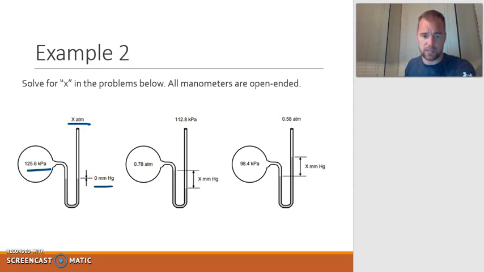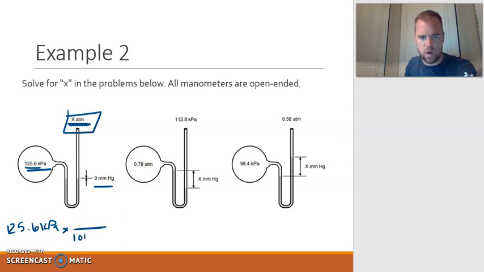The first thing I notice is that there's no difference in height. You see that? There's 0 millimeters of mercury difference in height. So that tells me the pressure in the bulb is the same as in the atmosphere. So if it's 125.6 kilopascals in here, it's 125.6 out here. But the question wants my answer in atmospheres, so that just takes a little pressure conversion. Let's see, 125.6 kilopascals, and I'm going to convert that to atmospheres.